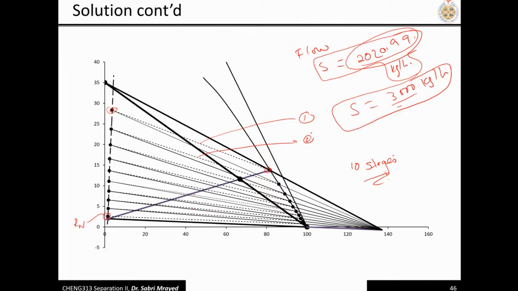Okay, but at the same time, it's not something that you decide based on just the number of stages, because the decision is really based on so many other factors, and usually made based on some kind of optimization for the whole process, not only the liquid extraction section. Okay, any questions so far?